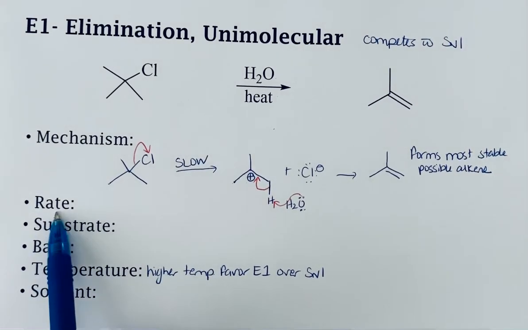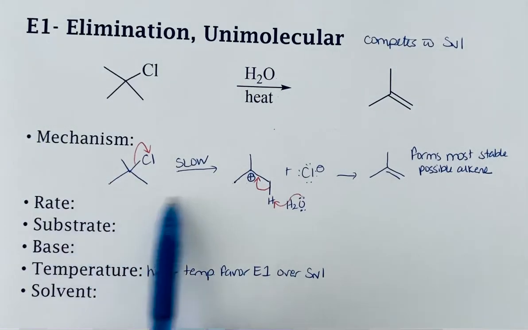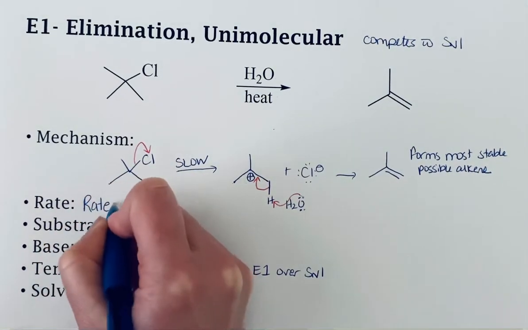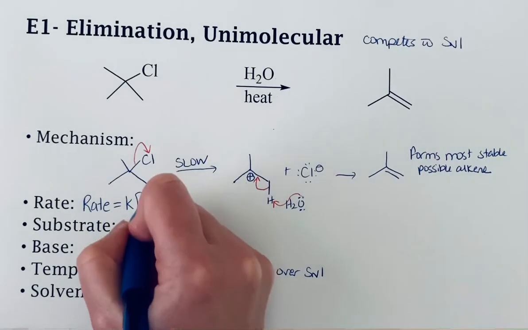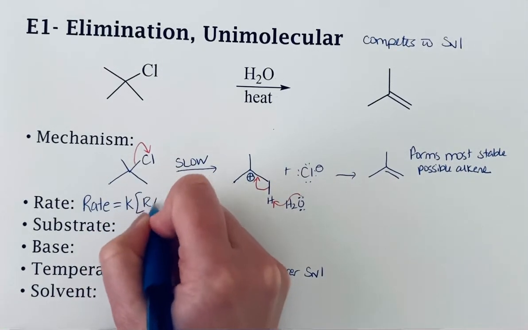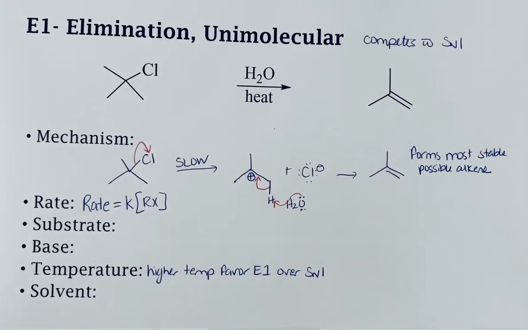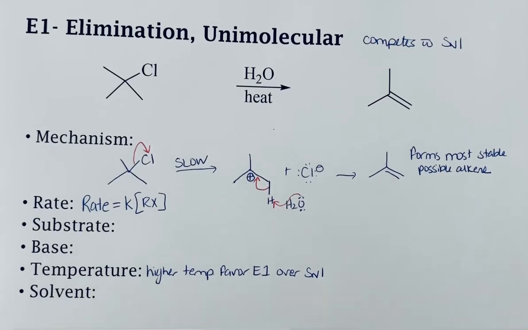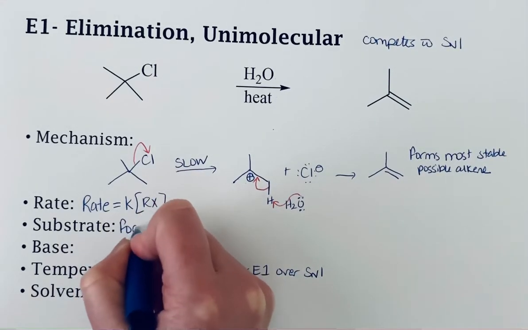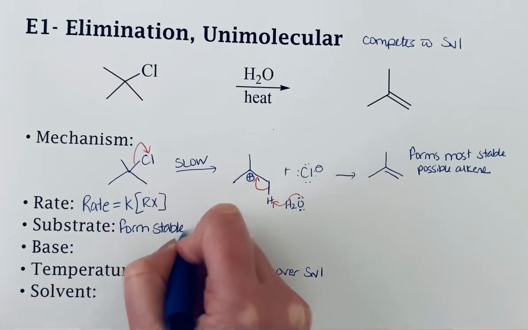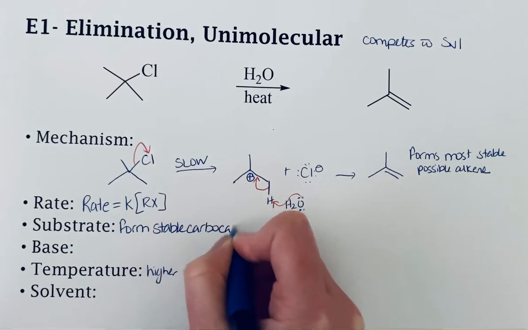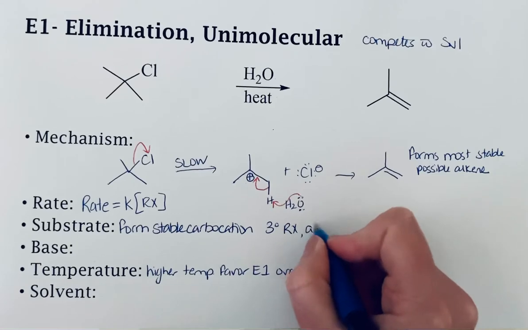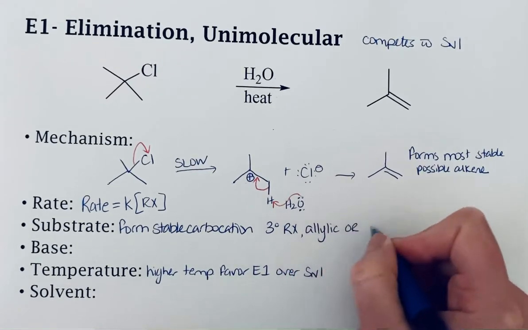Okay, the rate law for an E1 reaction: the rate determining step is exactly the same as an SN1, so it has the exact same rate law. So the rate is equal to a rate constant, k, times the concentration of the alkyl halide, and that's it. That's all that's involved. The substrate for an E1 needs to be something that can form a stable carbocation. And so that's going to be something like a tertiary alkyl halide or an allylic or benzylic alkyl halide.